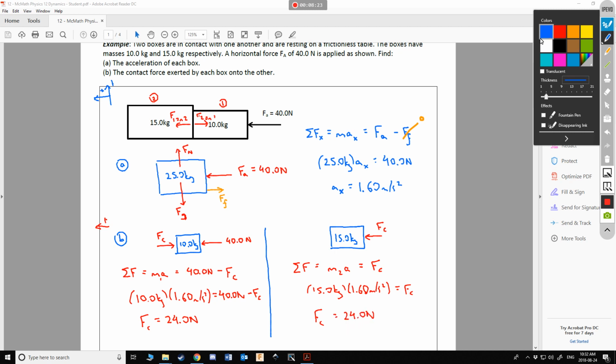And that's because Newton's third law states that for every action there must be an equal and opposite reaction. So both blocks exert a contact force on the other block, same magnitude, but opposite direction.